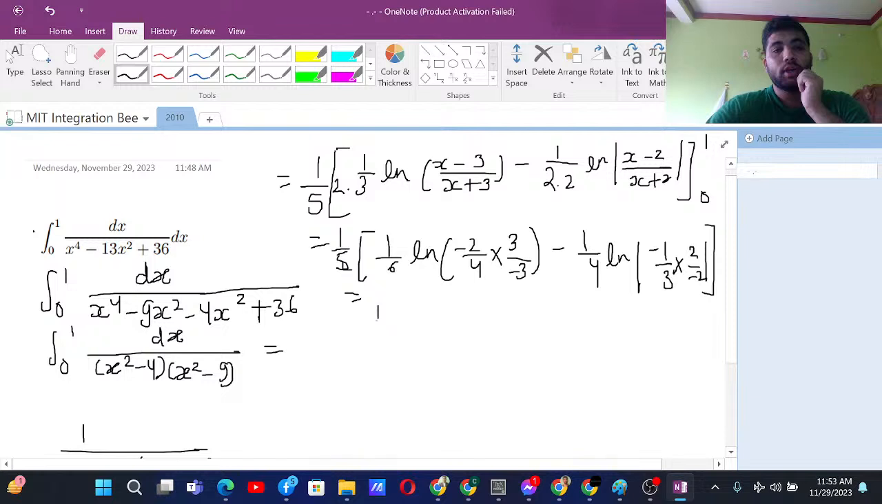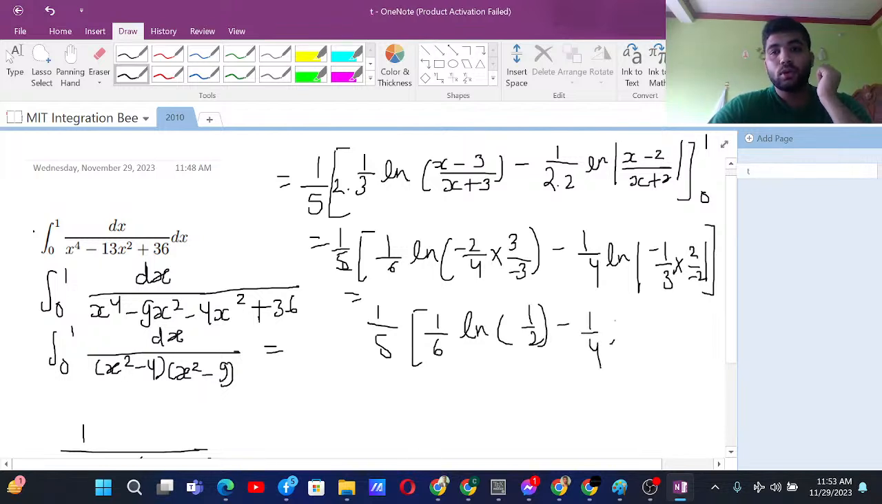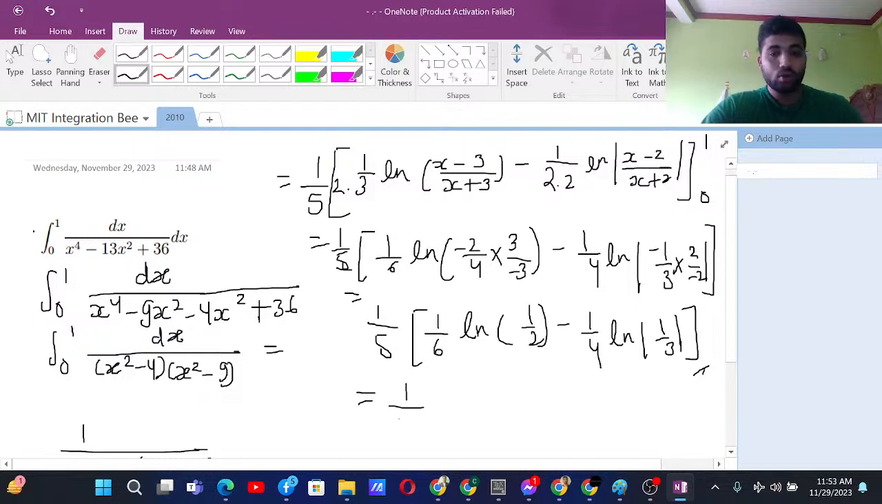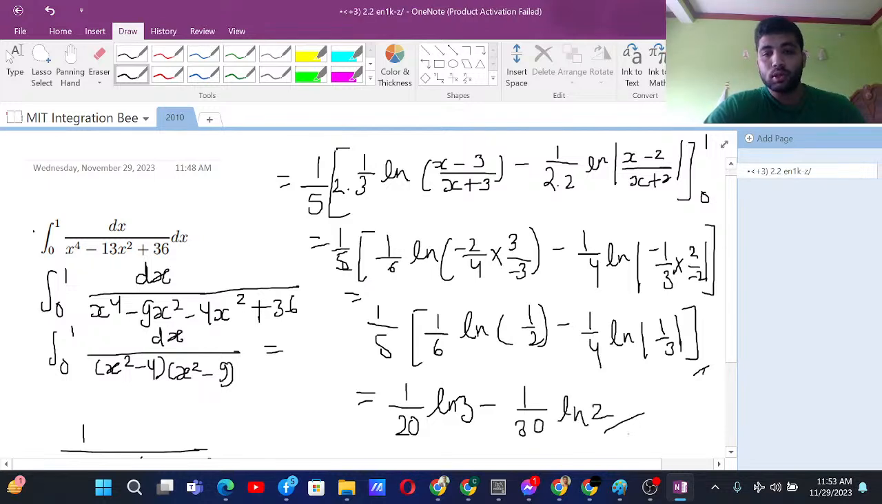Now this will be 1/5 · 1/6 ln(1/2) minus 1/4 ln(1/3). And yeah, I think that's the answer. We can just take the reciprocal by changing the sign before the ln. That gives us 1/20 ln 3 minus 1/30 ln 2. And that's the answer.